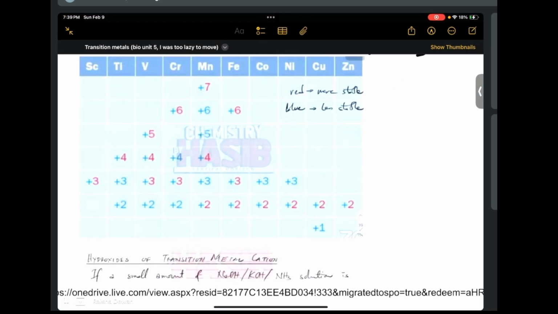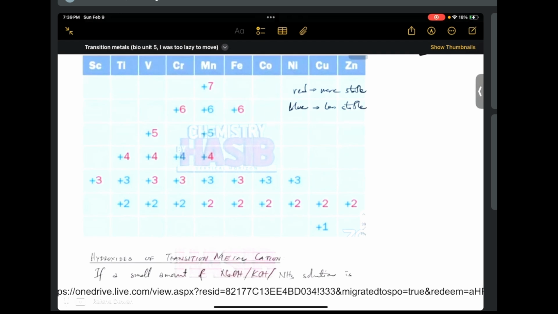I have a question. Each of these transition metals at different oxidation numbers has a different color, right? So do you have to memorize those colors?